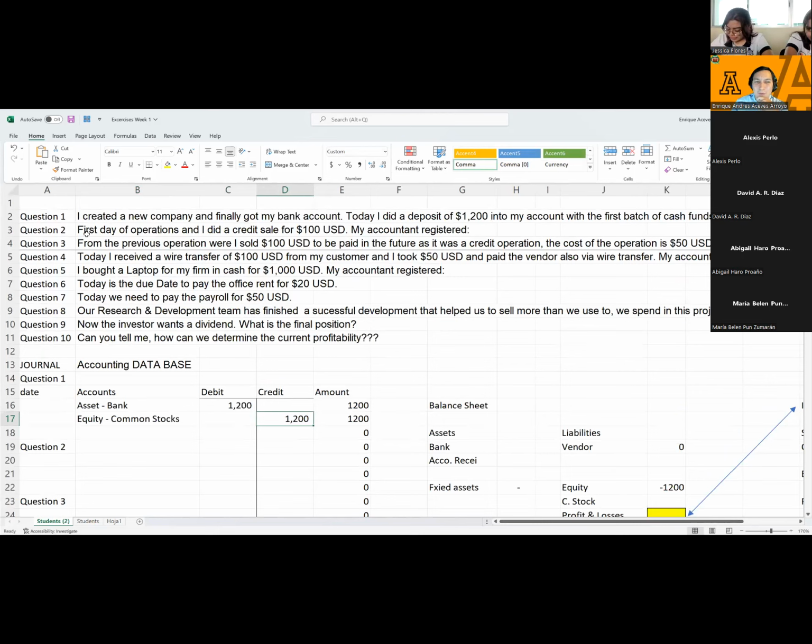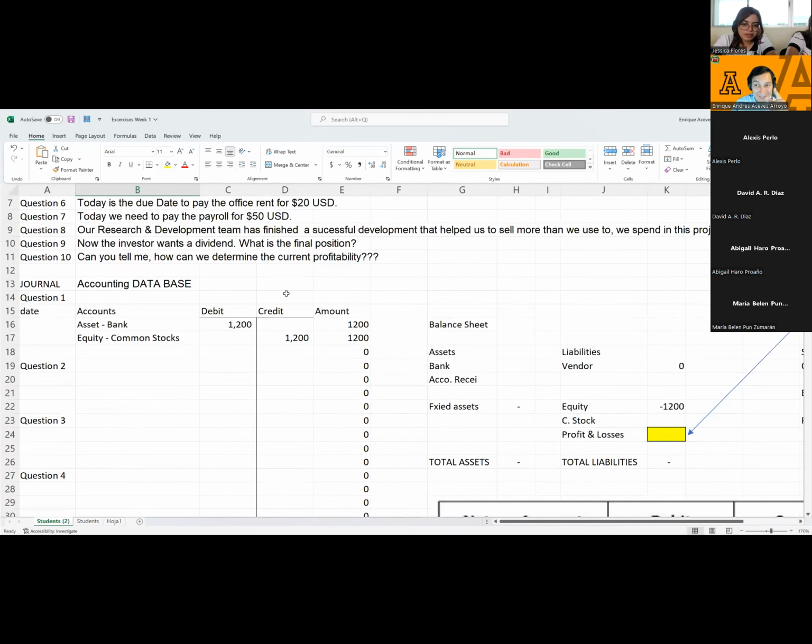So, first day of operations, and I did a credit sale for $100. I sold this Tajin for $100. How would you record that? If you sold it, it's because the company is making money out of it, right? Yes, so it could be an asset. No, be careful. Well, maybe, yeah. I'm wrong in this case.